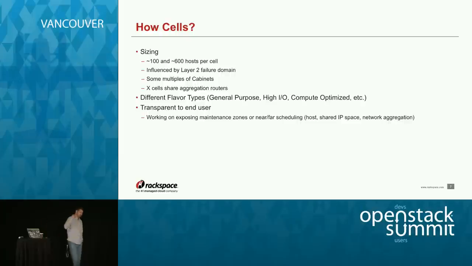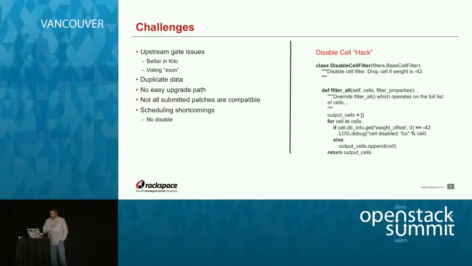So, all that being said, these are not things we expose. A customer doesn't know what cell they're in, nor will they probably ever. It's just more of a way that we can manage the fleet as it grows. It's not perfect. It's getting better. There are still some upstream issues. The gate is currently working, I believe, but not voting yet. It's going to be soon.